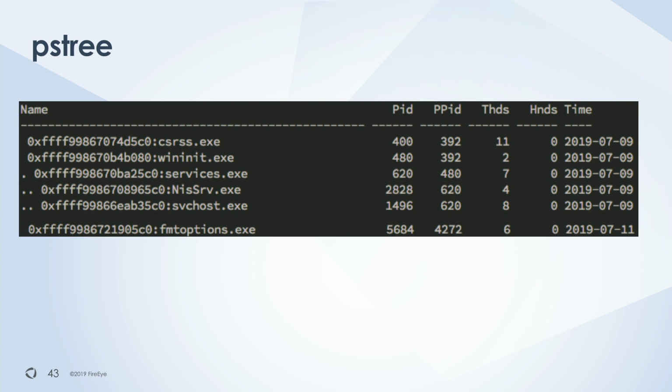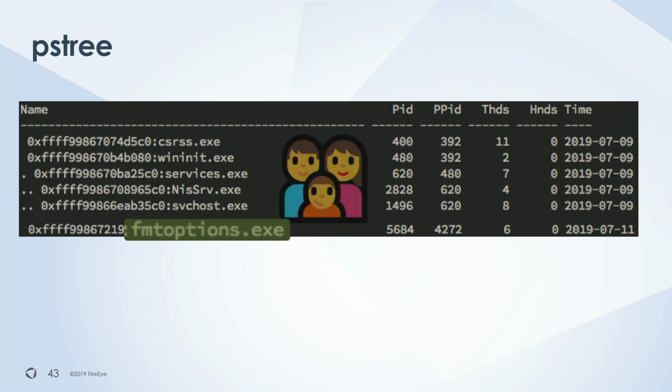Nothing really looked obviously suspicious. The only thing that slightly stood out was this little process at the bottom, fmtoptions.exe. And the only thing that raised my eyebrow was it didn't have a parent. So it's a little orphan, which is fine, means the parent exited. But typically, processes have a parent tree leading back up to like explorer.exe. All right, so I decided to investigate fmtoptions.exe.